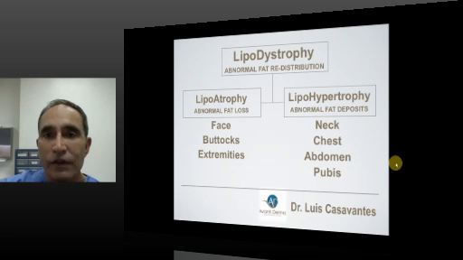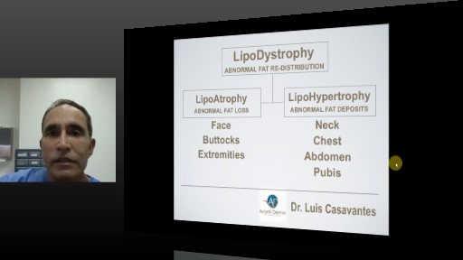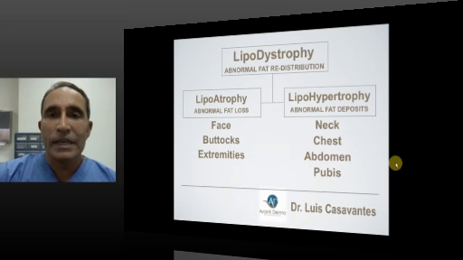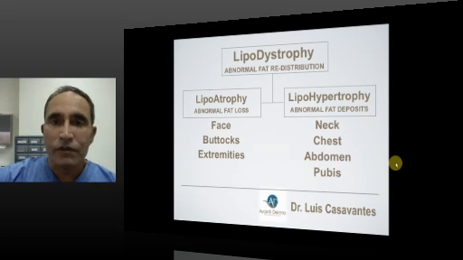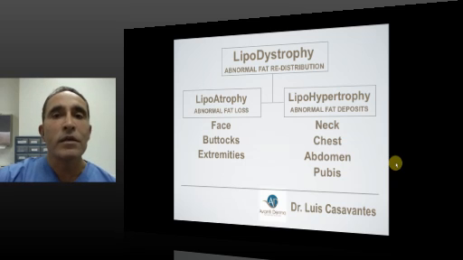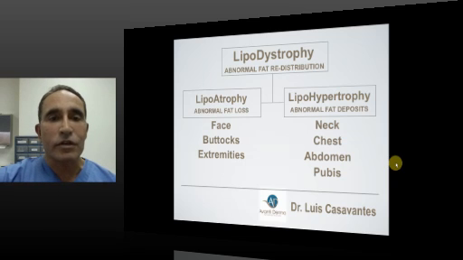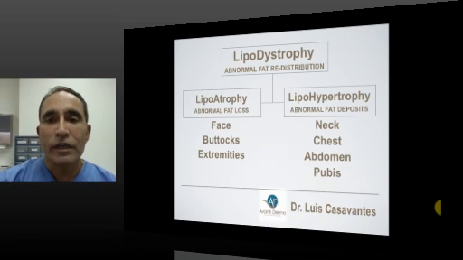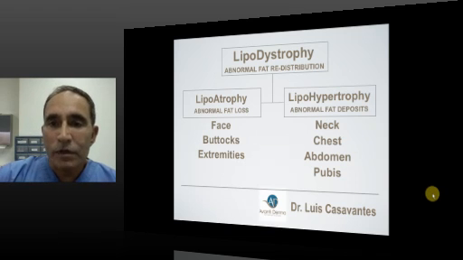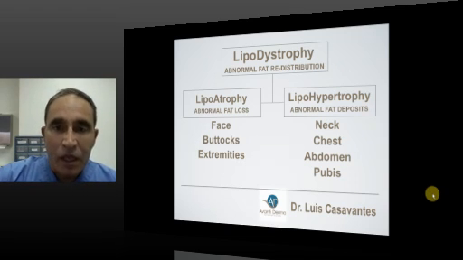the HIV infection and the treatments associated with it, and some other non-common conditions. Lipodystrophy has two main consequences. The abnormal fat redistribution can be either abnormal fat loss or can be abnormal fat deposits.